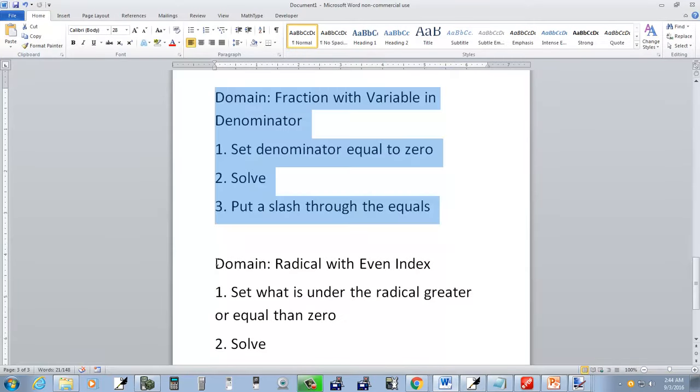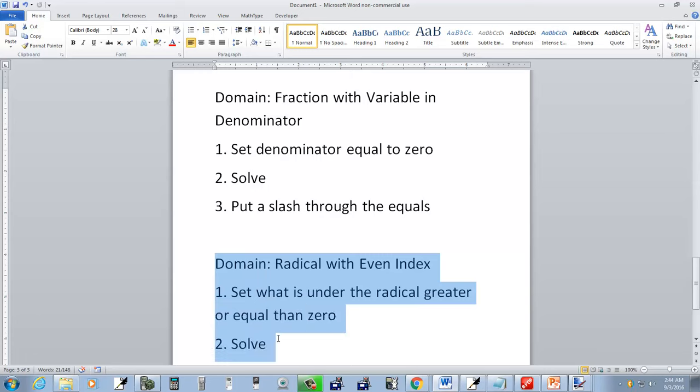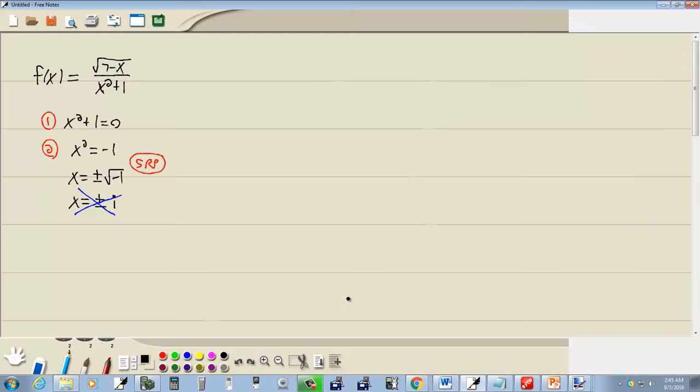Now we have another issue. We have a domain with a radical with an even index. So we're going to go through these steps also. Step 1. Set what's under the radical greater than or equal to 0. Okay, well, what's underneath the radical is 7 minus x, and I'll set it greater than or equal to 0.